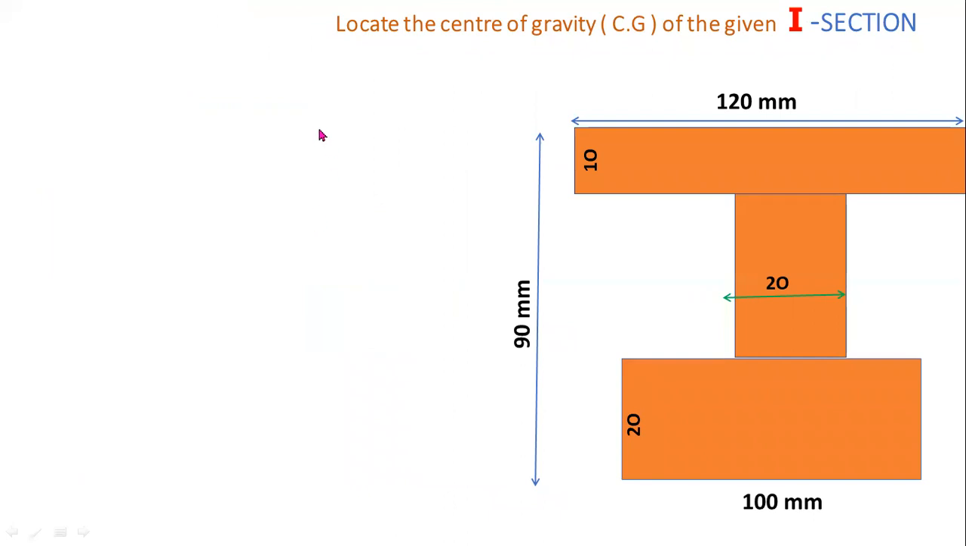Now coming to another example, look at the centroid or center of gravity of the given I section. This is the given figure. Here the base of the bottom rectangle is 100 mm and height is 20 mm, the base of the web is 20 mm, the base of the top flange is 120 mm, and the total height is 90 mm.